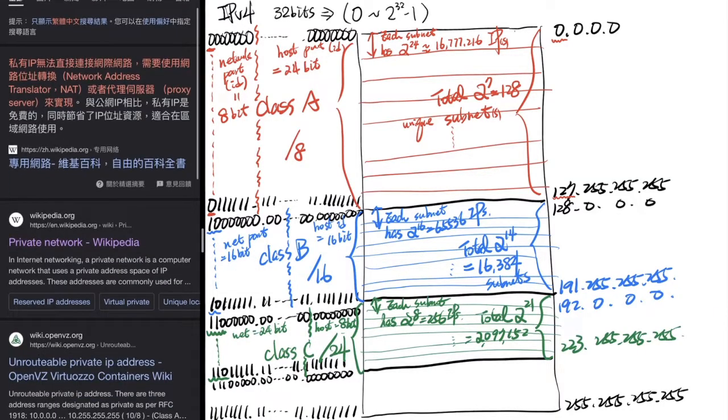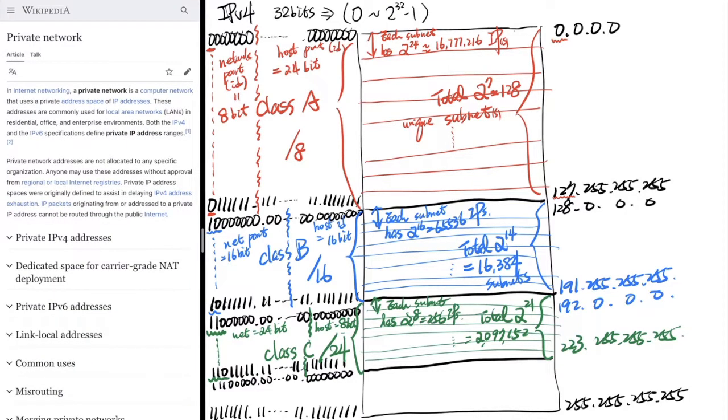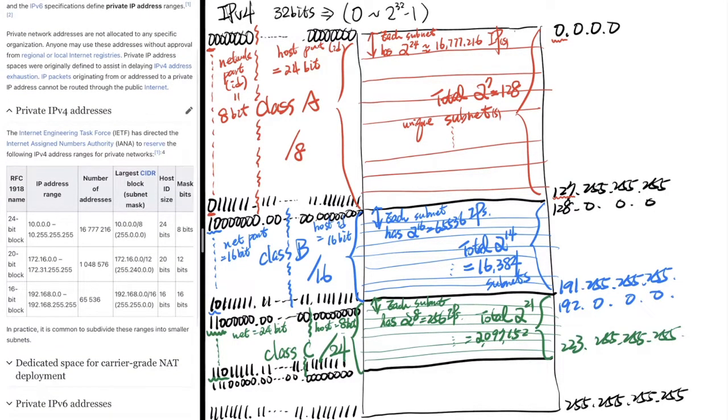Although we have almost 4 billion IP addresses that can be used in IPv4, I think in 2011, ICANN had already given all its IP addresses to different organizations. So currently, we don't have any IP address that can be used for new organizations. All those IP addresses have been used by some organizations.